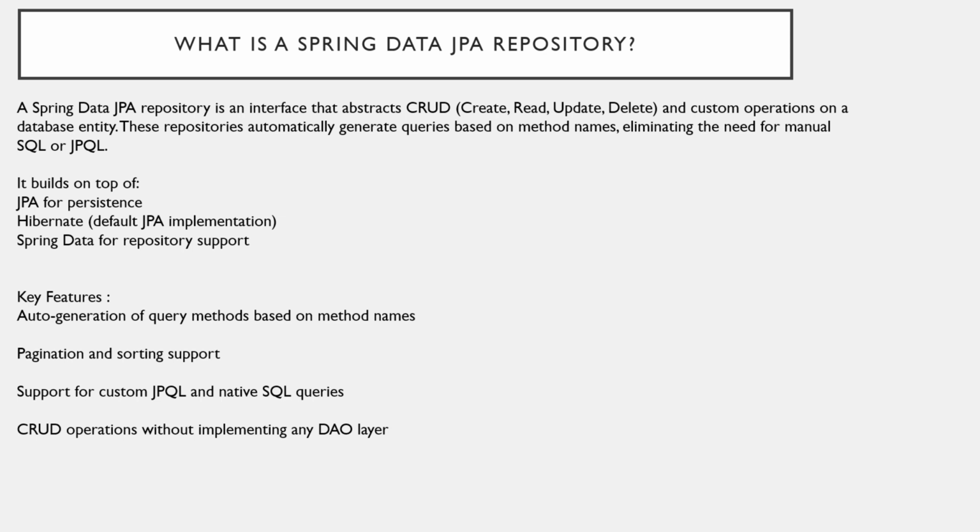Now these repositories are going to automatically generate the query based on the method names. It will eliminate your manual work, where earlier you used to write SQL queries or JPQL queries. This JPA repository is built on top of JPA for persistence. Second, there is Hibernate, the default implementation of JPA, so we can make use of that. And Spring Data JPA supports the repository for it.